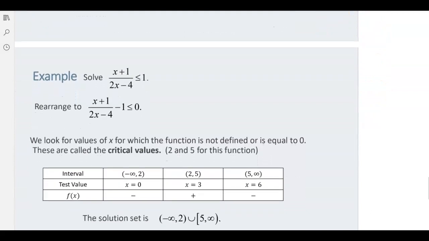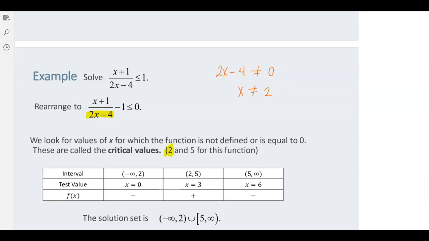So here's an example. Similar to the last one, we don't have all of the terms on one side, so we start by subtracting 1 from both sides to get 0 by itself. To find the critical values, first we'll think about where the asymptotes are. The asymptote is going to come from the denominator, and I can see that 2x minus 4, we don't want that to equal 0, so x cannot equal 2. So this first critical value is coming from an asymptote.